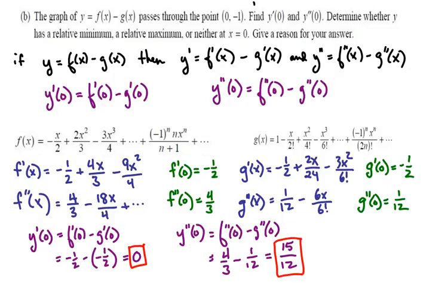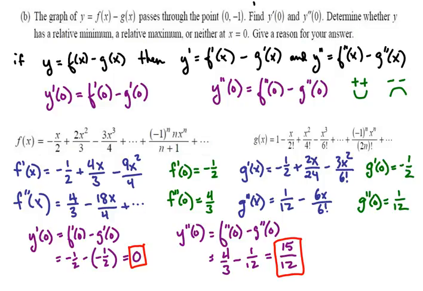So we found those. Now we want to determine whether y has a relative min, a relative max, or neither at x equals 0. Well, it could have a relative min or max when the first derivative is 0, and it is. Now, using the second derivative test, recall that when the second derivative is positive, the function is concave up. When the second derivative is negative, the function is concave down.